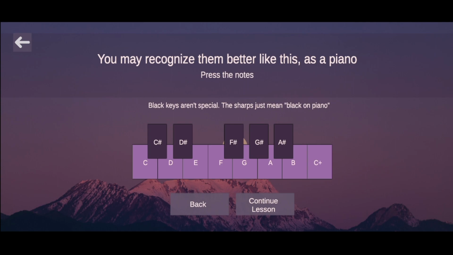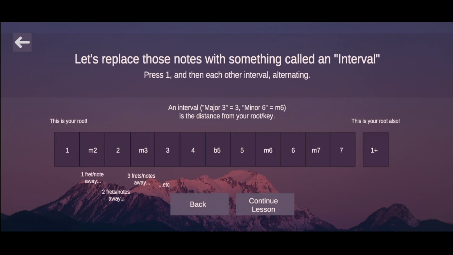This is probably where you're more familiar with the notes in this piano-like layout, and it's still just a line of notes. The black keys aren't special, that's just how piano organizes them. Since the labels don't mean anything, let's replace all the labels with intervals, the distance to the root.